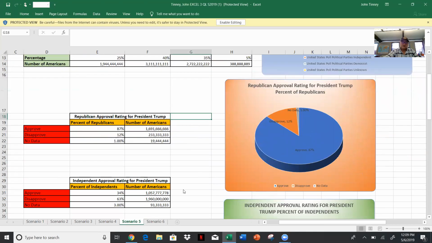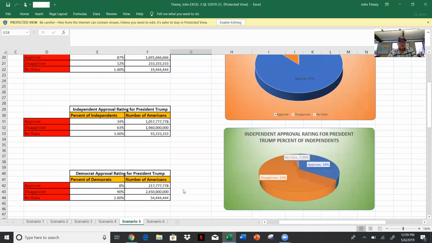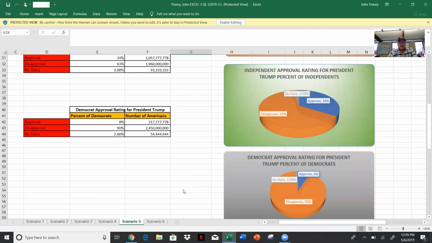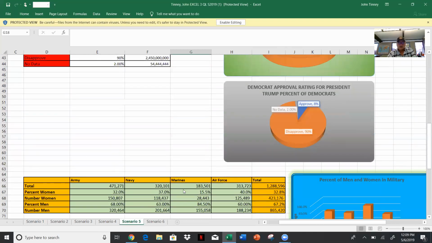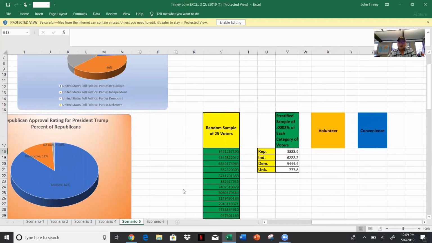It shows that the approval rating for President Trump among Republicans is 87%. They really like him. They like what he's doing. There's only 12% of Republicans who disapprove of President Trump. When you go to the independents, 34% approve of what he's doing, and 63% disapprove. And the Democrats are really the ones that hate him. Only 8% of Democrats approve of Donald Trump, with over 90% disapproving of him. And they're the ones that are the most vocal and talk about how bad and how terrible he is and how sorry of a job he's doing.